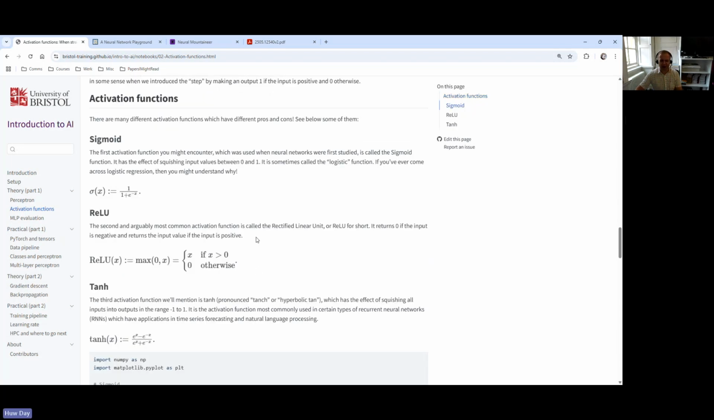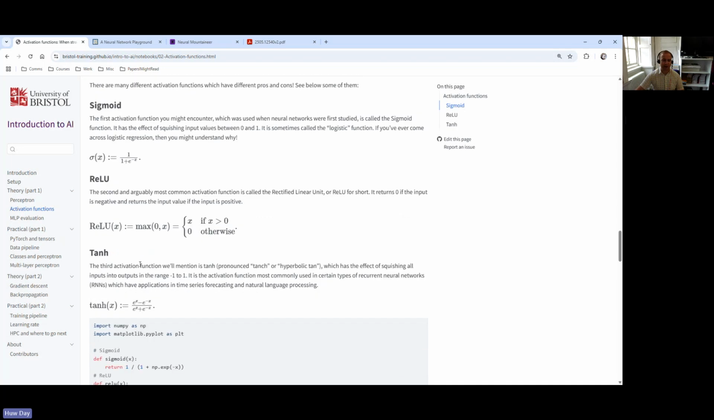The second and arguably the most common activation function is called the rectified linear unit, or everyone calls it ReLU for short. What it does is it returns 0 if the input is negative, and it returns the input value if the input's positive. So it is just the maximum of 0 and x for a given input x, right? It looks kind of like a weird kink like this, but you'll see it in a sec. And then the last one is the hyperbolic tangent, sometimes pronounced tanch, which you may have seen if you've ever studied hyperbolic trig functions, but if you haven't, don't worry about it.